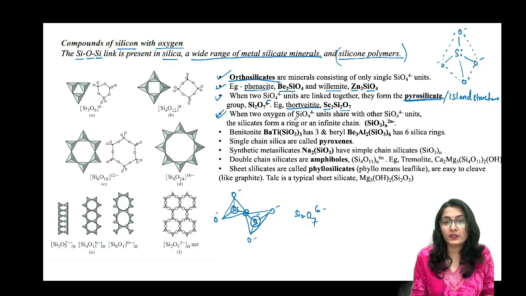Another one, the another type. When two oxygens of silicate unit are shared with one another, the ring is formed.